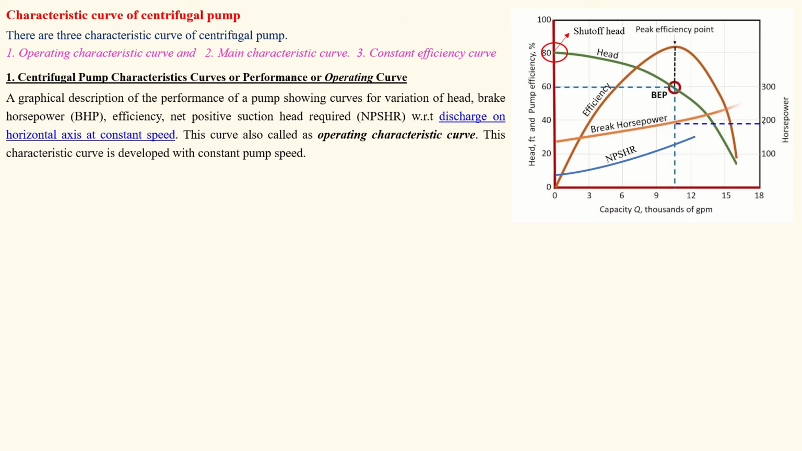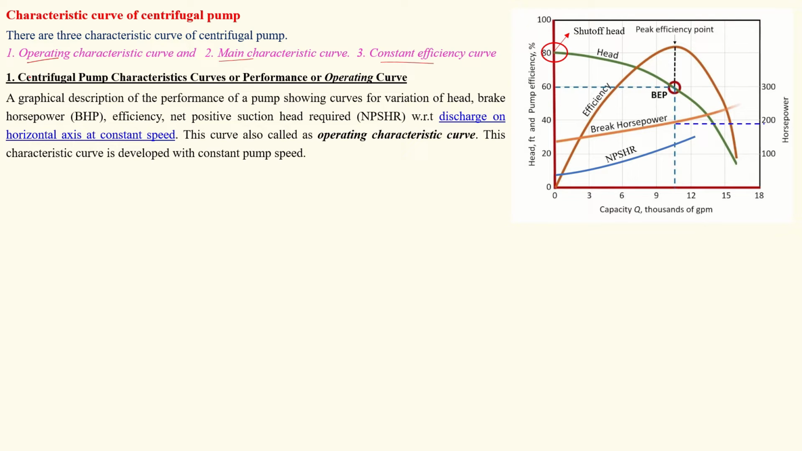Hello friends, in the last session we discussed the specific speed. The specific speed decides the pump characteristic curves and the types of impellers. The characteristic curves of the pump are of three types: the operating characteristic curve, the main characteristic curve, and the constant efficiency curve. So now let's discuss the operating characteristic curve.